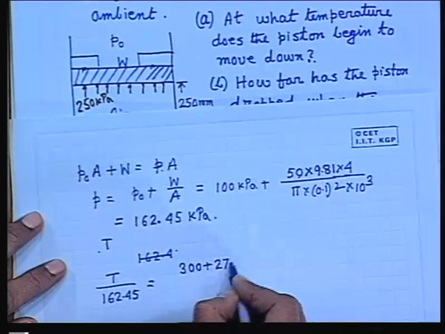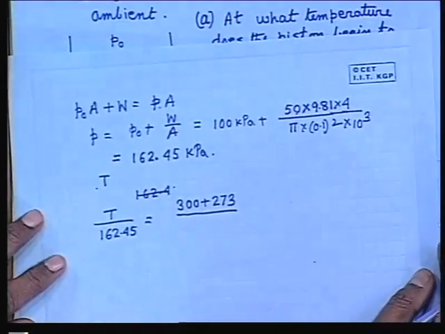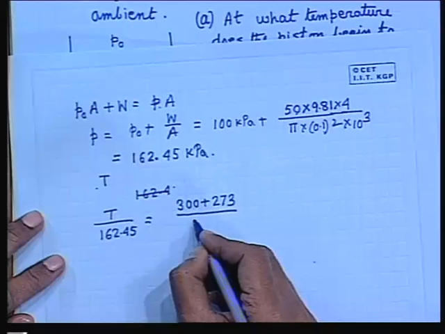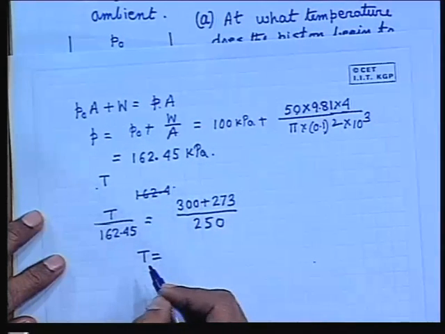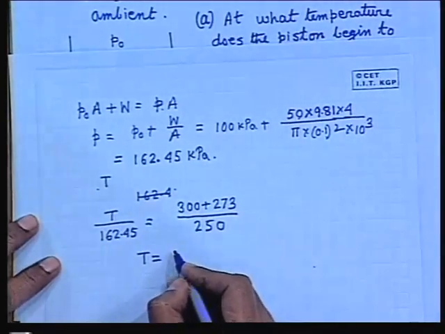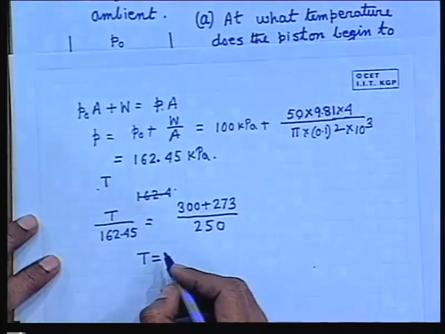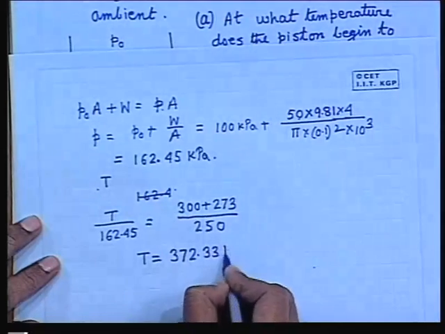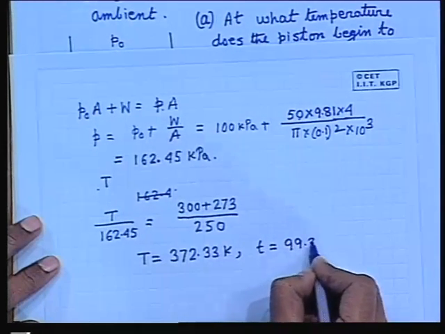Actually it is 273.15, but for our practical purpose, we will take it as 273, divided by... what is P? P is 250 kilopascals. This gives T is equal to... what? 99, very good. That means if you change it, this is 372, you should write first this one, 33 K. So, which gives T is equal to 99.33.